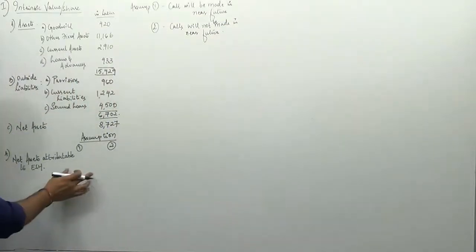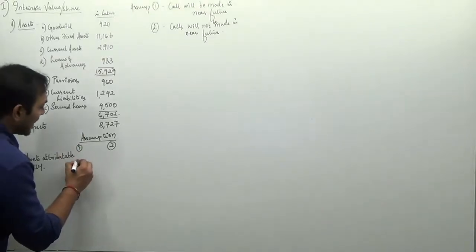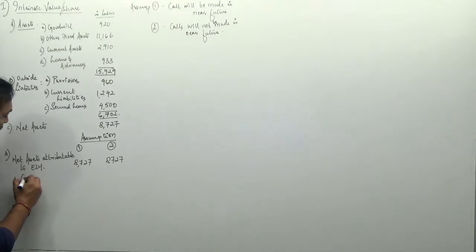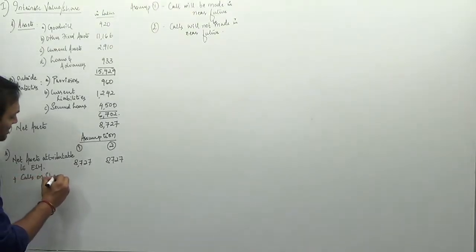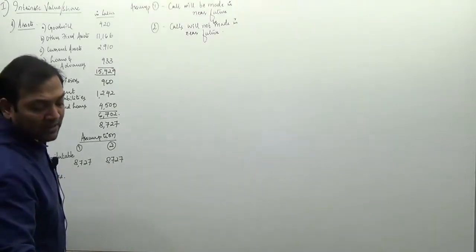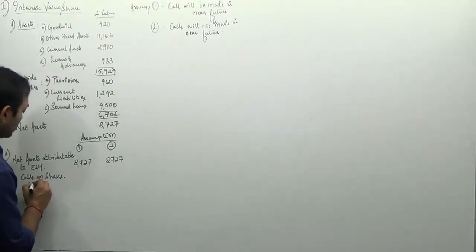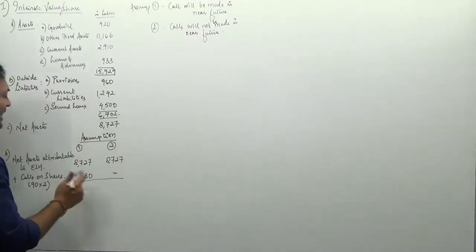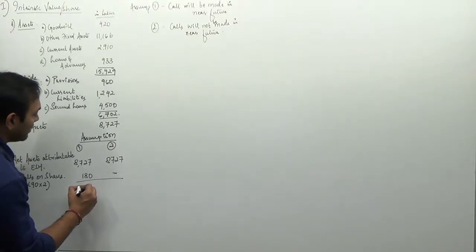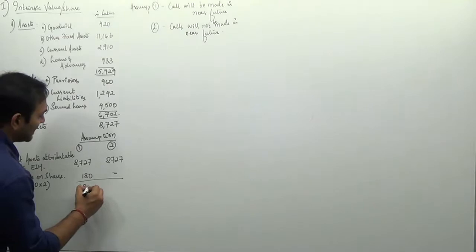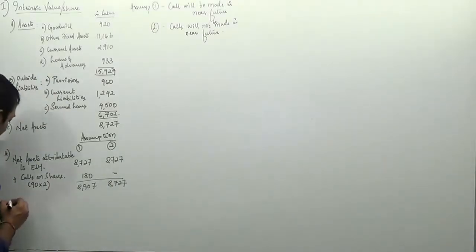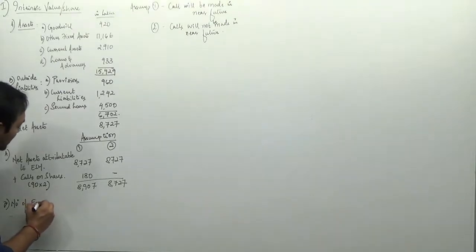Chalo, fill it up. In the first case, when I'm assuming that the calls will be made in near future, I can't stop with 8727. I have to add along with 8727 something called calls on shares, or unpaid calls on shares. What are the calls on shares? Check how many partly paid shares are there. 90 lakh shares which are 8 paid up, so 2 is unpaid calls. 180. If I take the second assumption, nothing to be added. So your net assets attributable to equity shareholders will be 8907 and 8727.